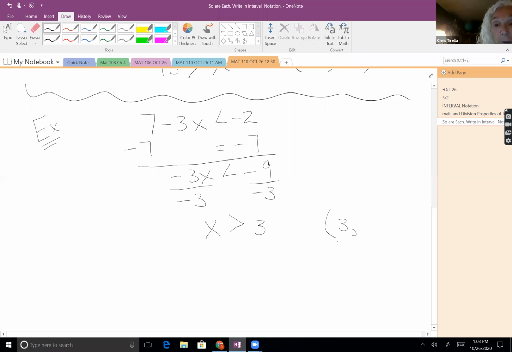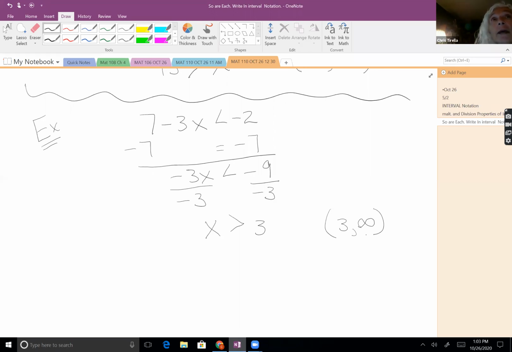So we've got to be open on that side. There is no largest value, so we'll go up to infinity. And again, we cannot equal infinity, so it'll always be open on that side.